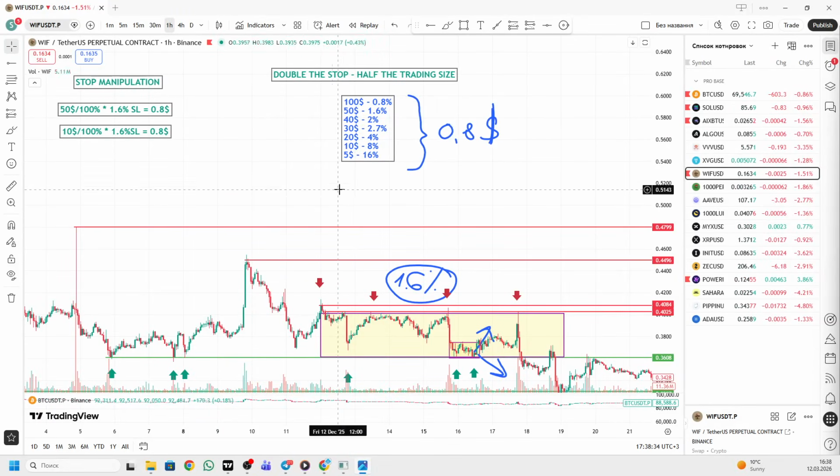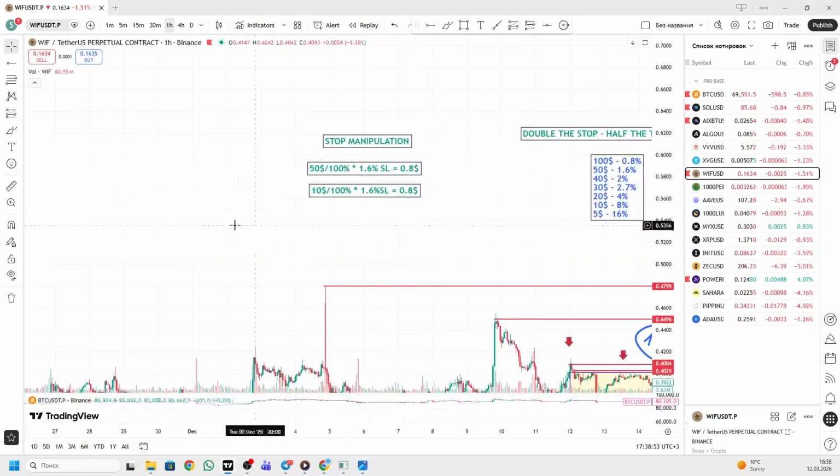Okay, now please tell me, is this part clear? And is the whole risk management block clear for everyone? Risk per day, risk per trade. Okay, that's good. Let's go on.